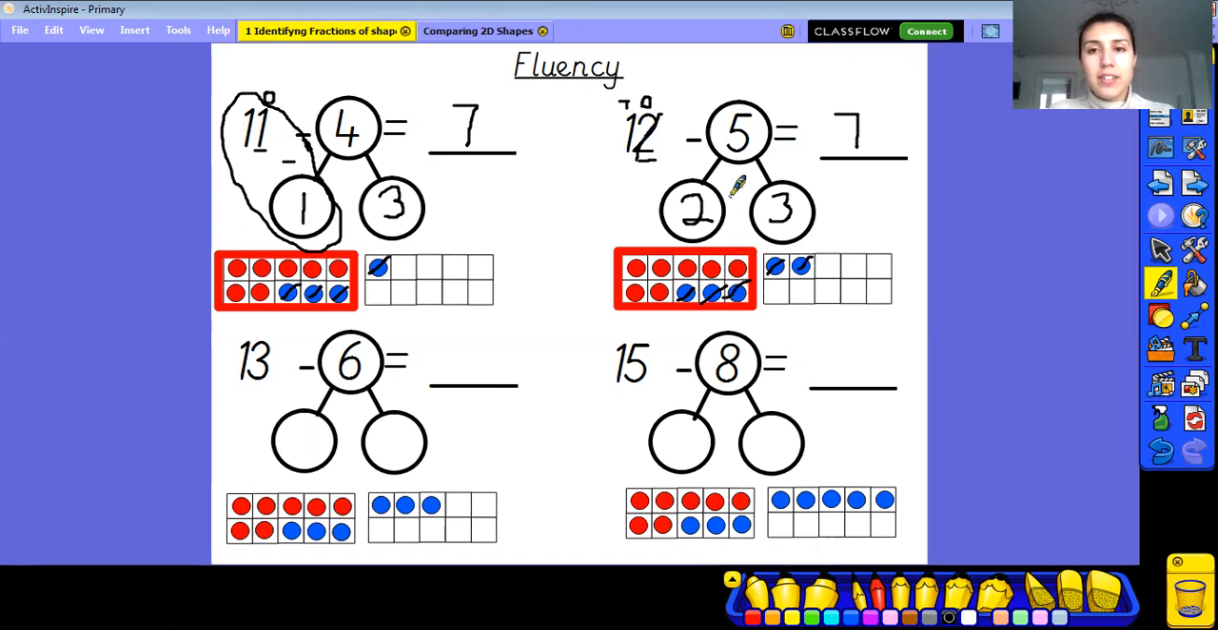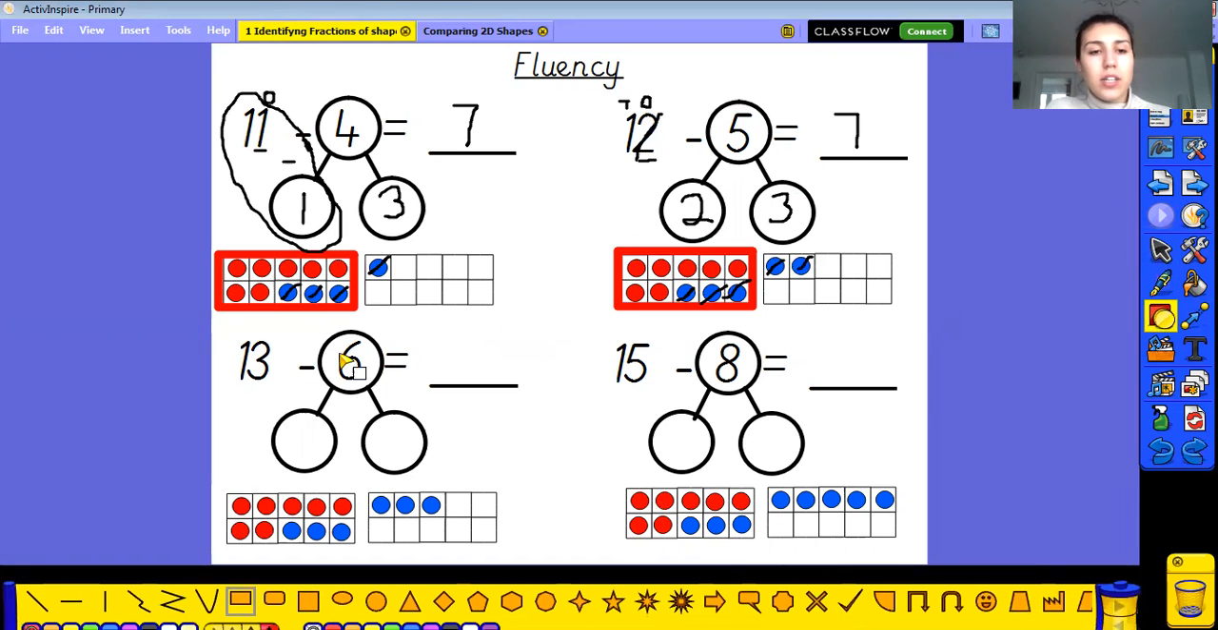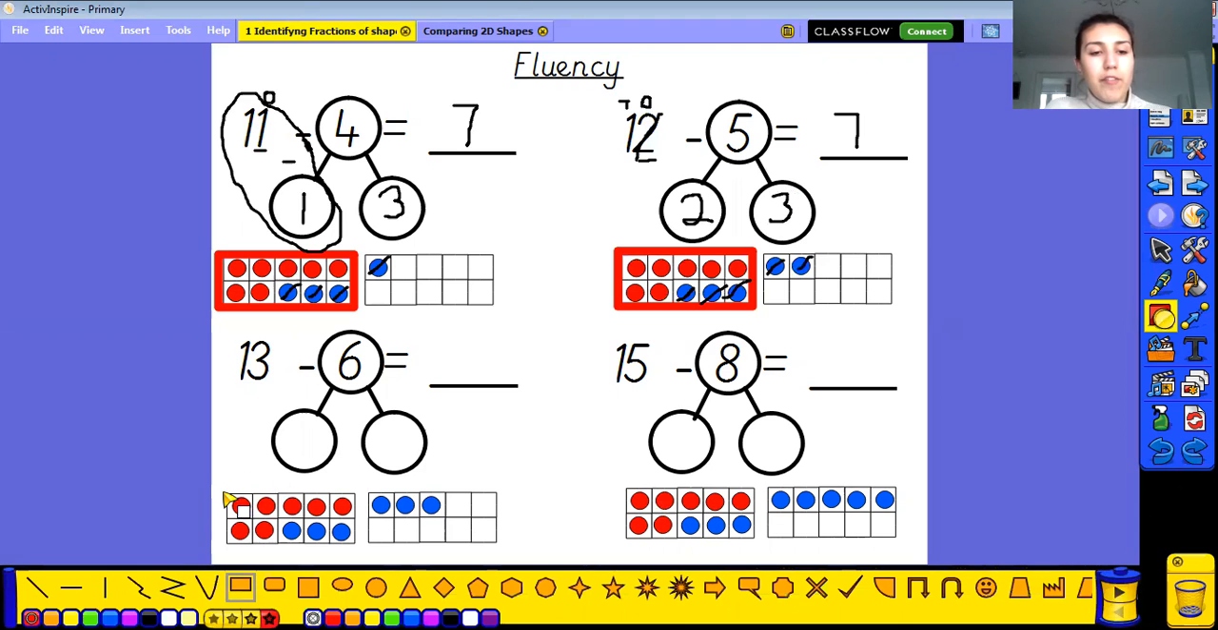Great, well done. Hopefully you've had some time to do that now. So let's have a look. So 13 take away 6. Well, the first thing that I need to do is subtract the number of ones that will leave me with just my 10.